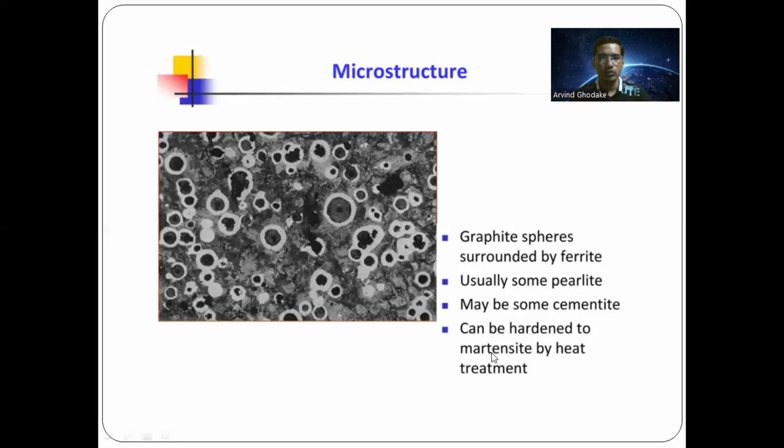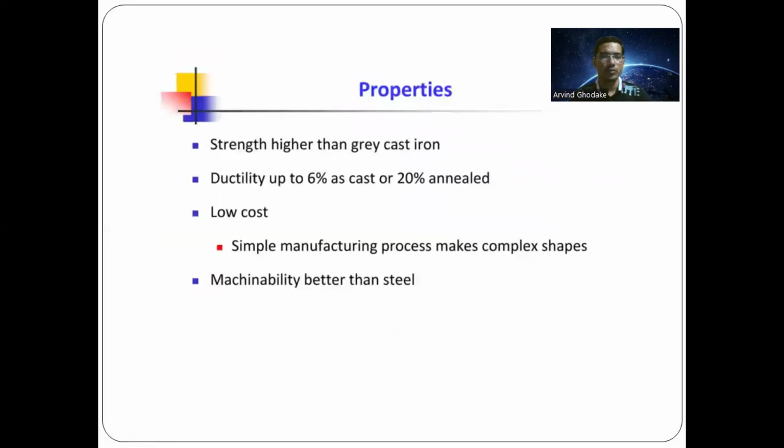It can be hardened to martensite by heat treatment. So if we provide heat treatment to this ductile cast iron, it will get converted into martensite. The structure changes into a needle-shaped structure, which is called martensite after heat treatment. So the ductile cast iron can be hardened by heat treatment so that the ferrite will be replaced by martensite. Then the properties of ductile cast iron: the strength is higher than gray cast iron.